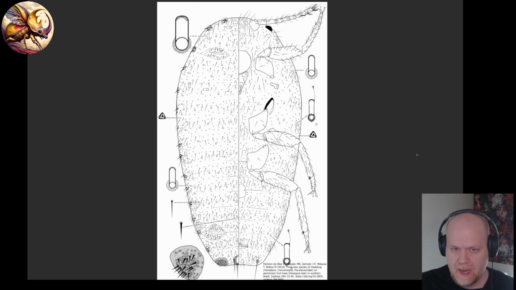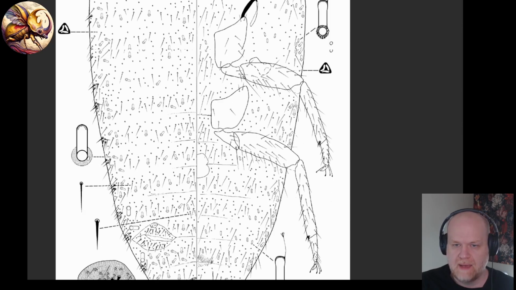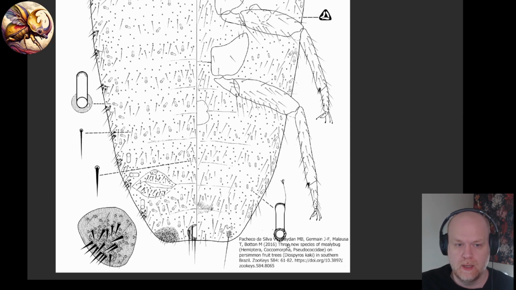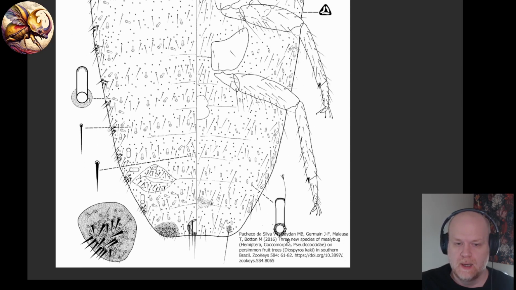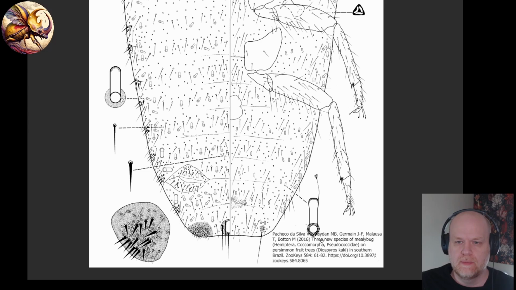So this is from a different paper. I have this here just to show you the morphology of the scale insects. This is a pseudococcid, and this is from a paper called 3 New Species of Mealybugs by Pacheco et al. from 2016. So the head is up here.